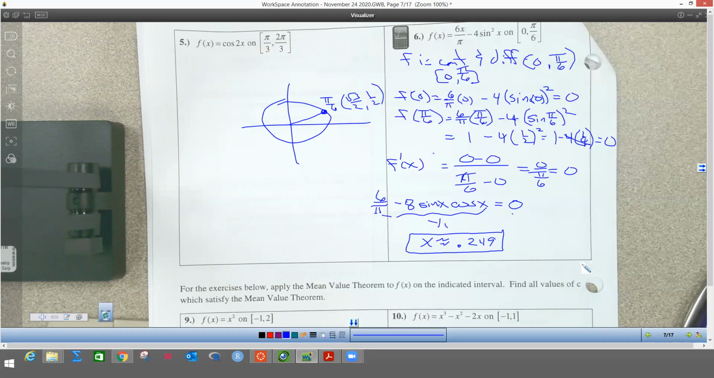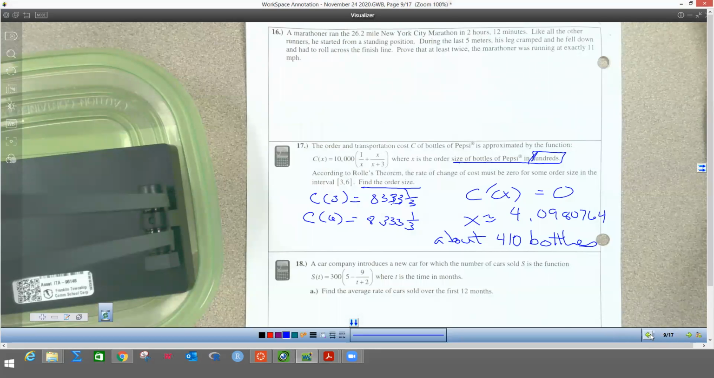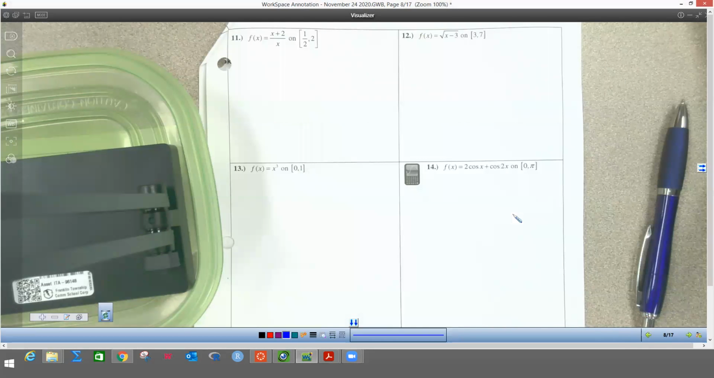So the next one that was asked to do was number 14. So let's go find number 14. Oh, did I pass it? Yep, I just passed it. Let's go back. So we're going to do number 14, which is also a calculator problem, and it's going to be done almost identically the same way, except it may not be Rolle's theorem.